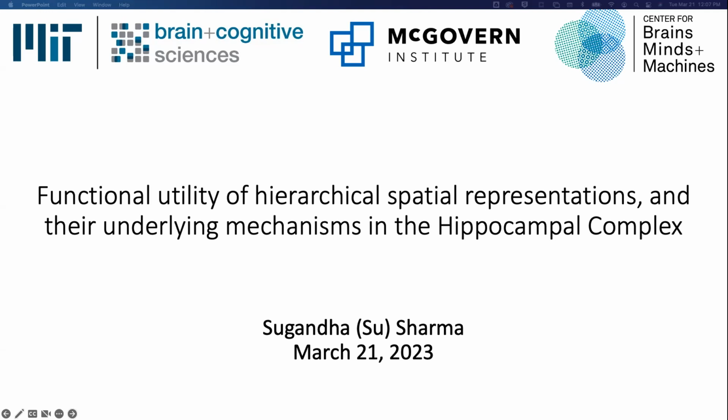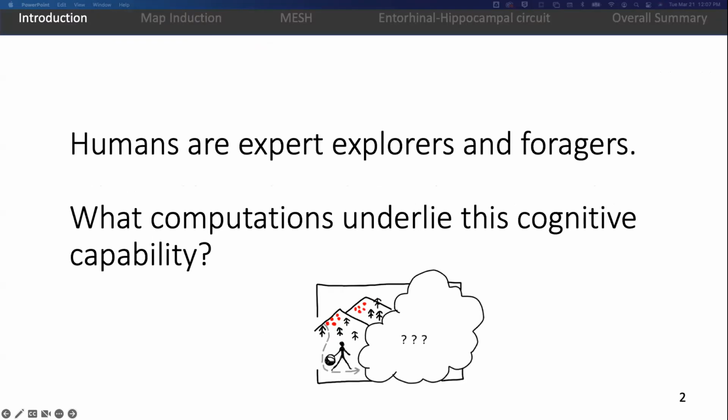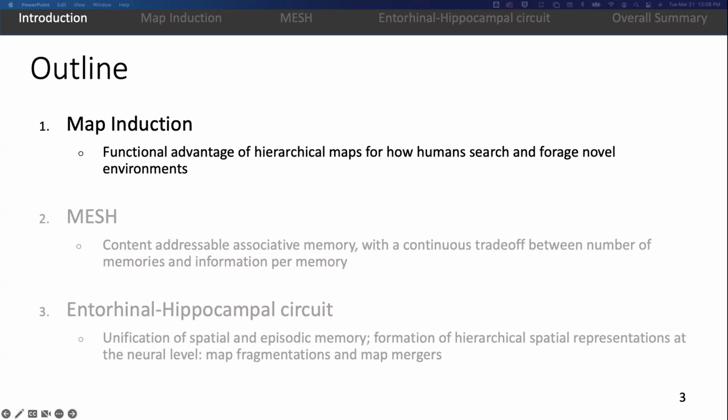So regarding the functional utility, one aspect that hierarchical spatial representations can be useful for is efficient exploration. We all know that humans are expert explorers and foragers. When we go to a new conference, for instance, in a new country, we have a new venue and we're still able to explore that space efficiently. And so the question we're asking here is, what computations underlie this cognitive ability of humans of exploring new, novel spaces efficiently? So I have segmented my talk into three parts.